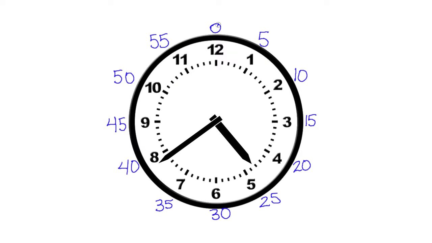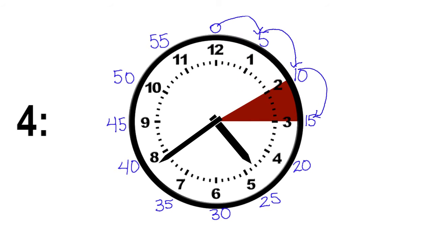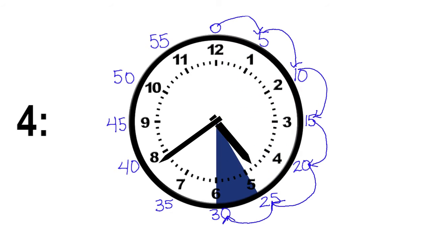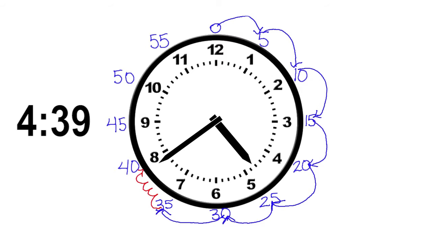Remember, the first thing we need to do is find the hour. The hour hand is past the 4 and almost to the 5, but not quite there yet, so I know the hour is still 4. Now to find the minutes. Let's start at 0 minutes or the 12 and count by fives to get as close as we can to the minute hand. Starting here, we would count 5, 10, 15, 20, 25, 30, 35. Then we would count on by ones, 36, 37, 38, 39. So it is 39 minutes past 4 or 4:39.